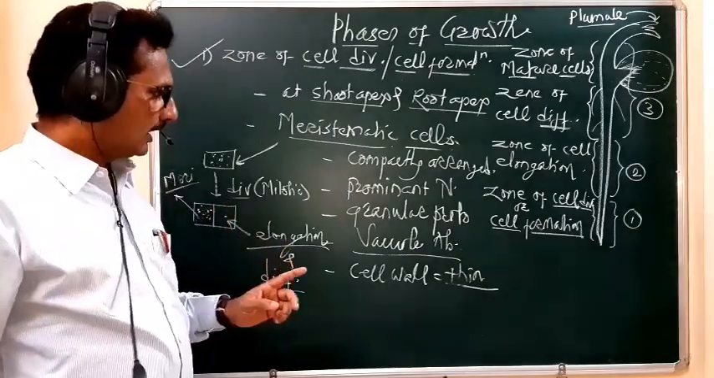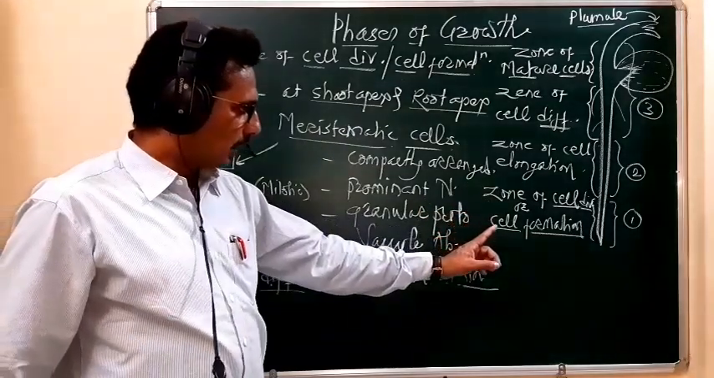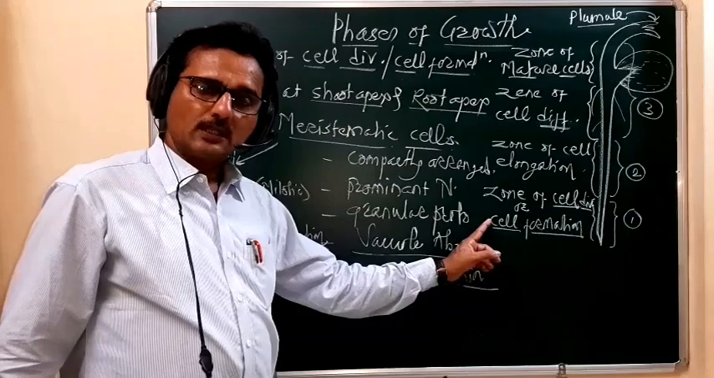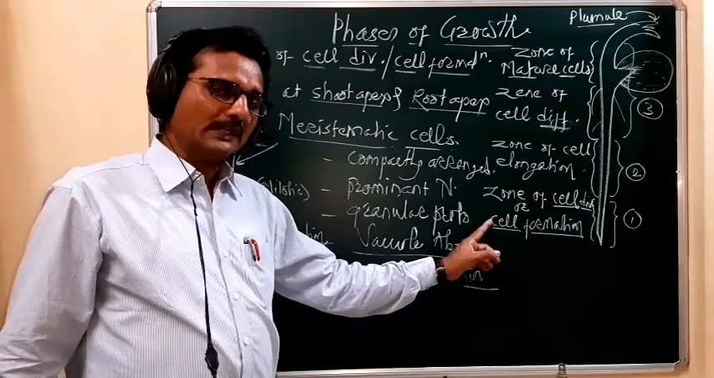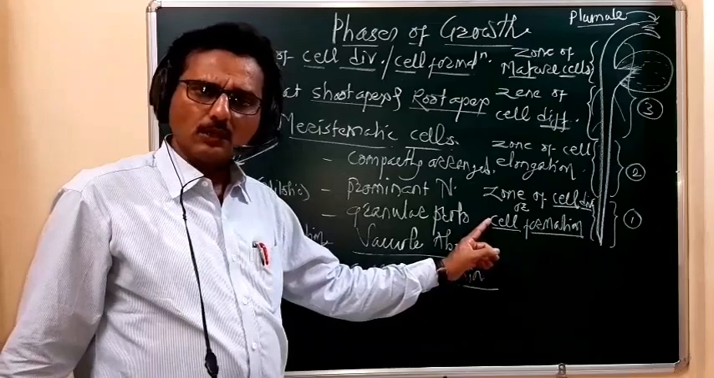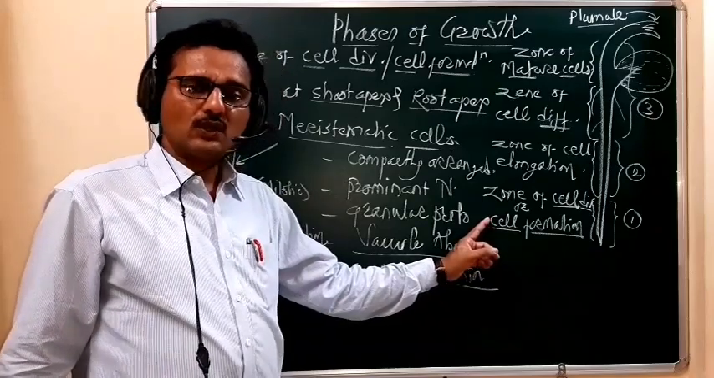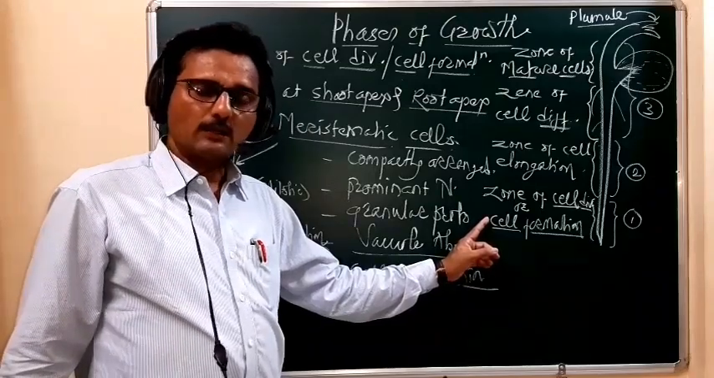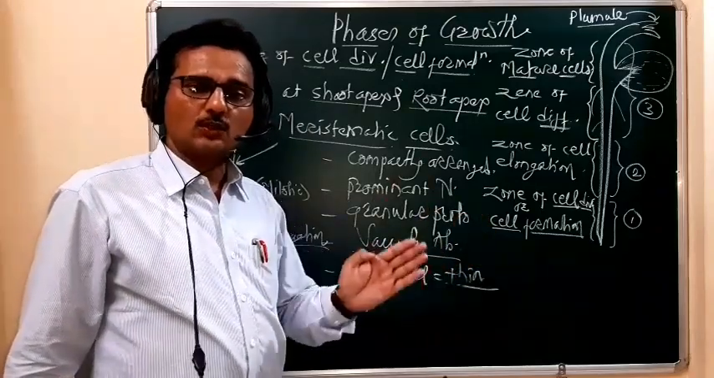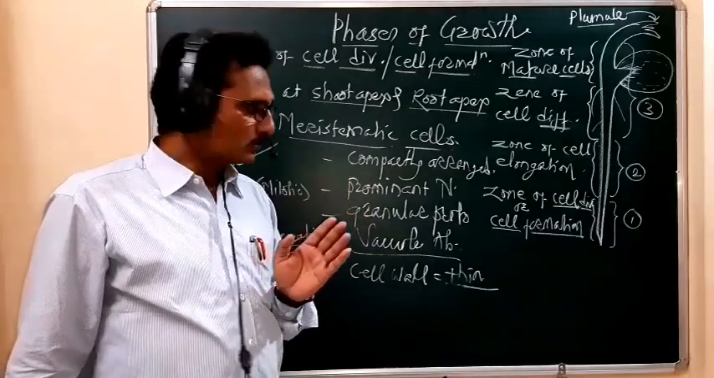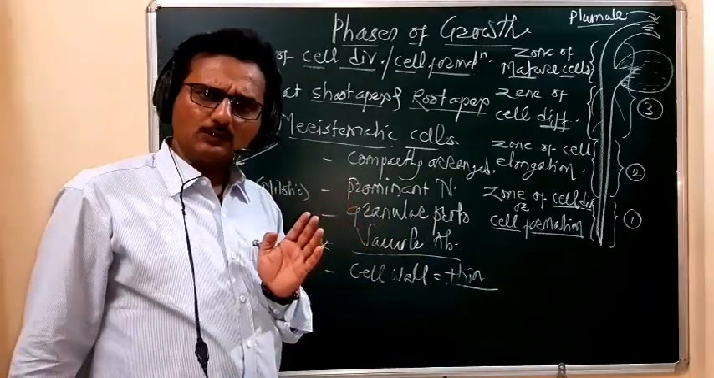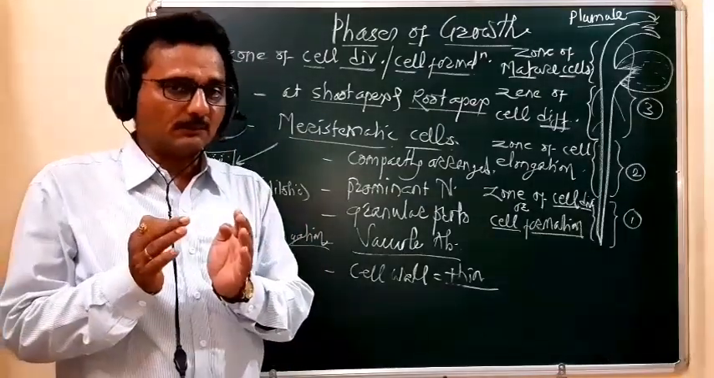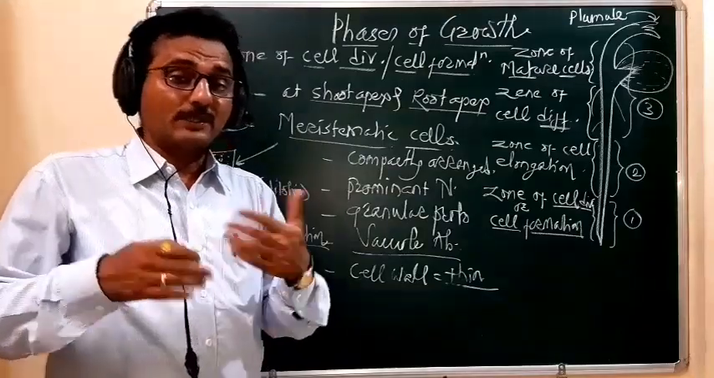So remember, student, in the zone of cell division or the cell formation zone, the growth is minimum, but the time requirement is maximum. We have to show this with the help of the graph, which shows the actual growth per unit time. With the help of that graph, I want to elaborate again how the growth is minimum, but the time requirement is maximum.